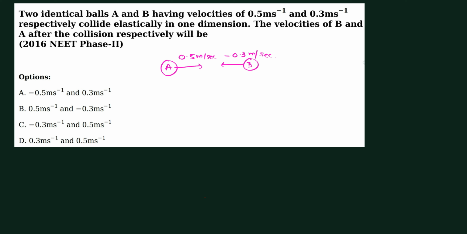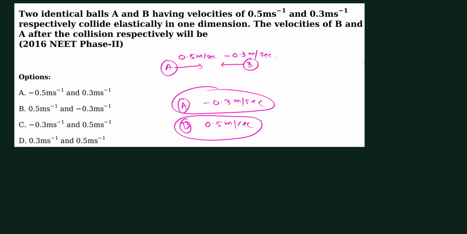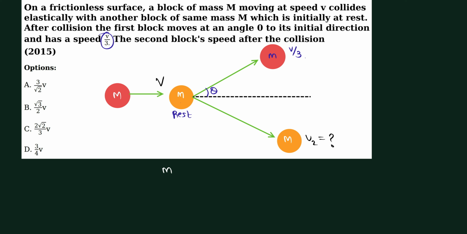So after collision, what happens? A takes the velocity of B and B takes the velocity of A. After collision, A takes the velocity minus 0.3 meter per second and B takes the velocity 0.5 meter per second. They have asked for the velocities of not A and B, but B and A. Here B is 0.5 and A is minus 0.3 meter per second. So which answer is matching here? Answer B is matching.